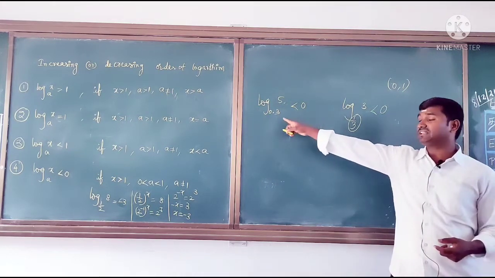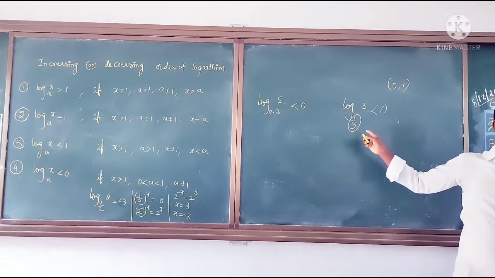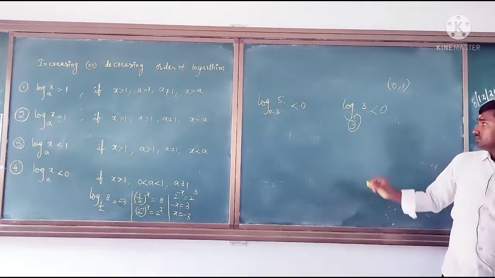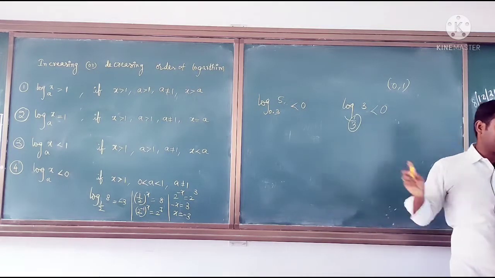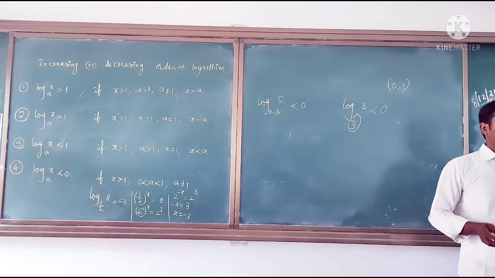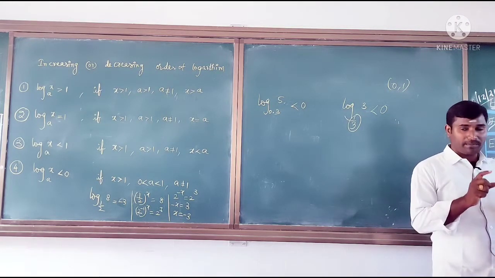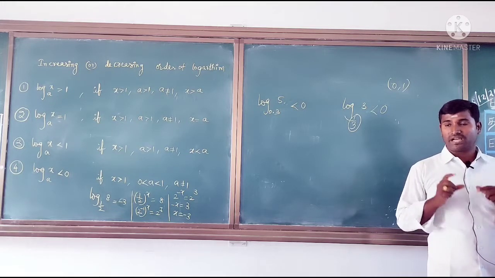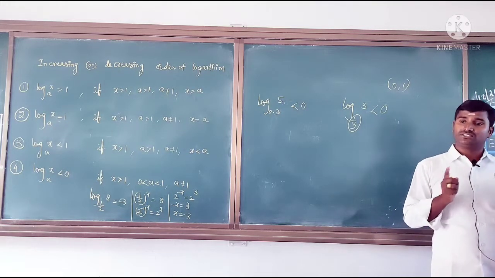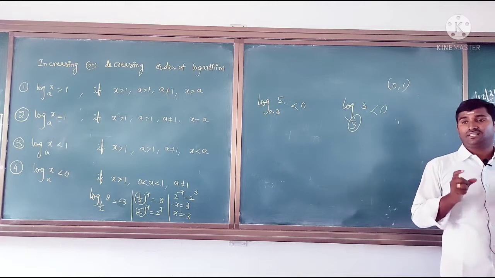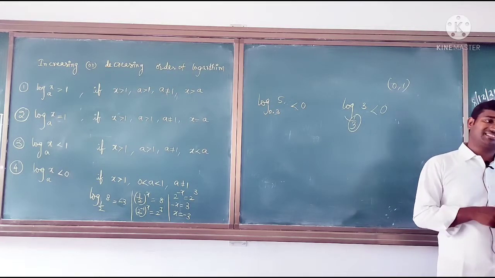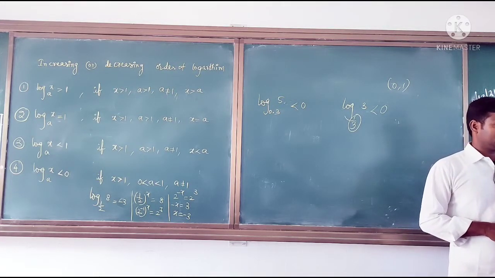Sometimes they will give in decimals, sometimes they may give in fractions. So is 1 by 3 a proper or improper fraction? Proper fraction. So a proper fraction value lies between 0 and 1. That point also you should remember. Proper fraction value always lies between 0 and 1. Improper fraction value is always greater than 1. Yes, sir.